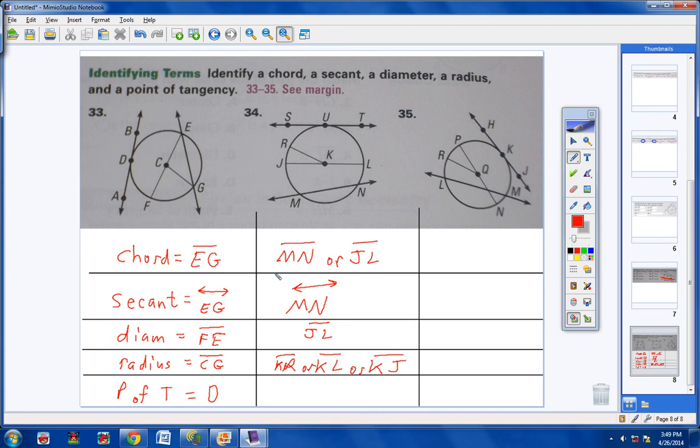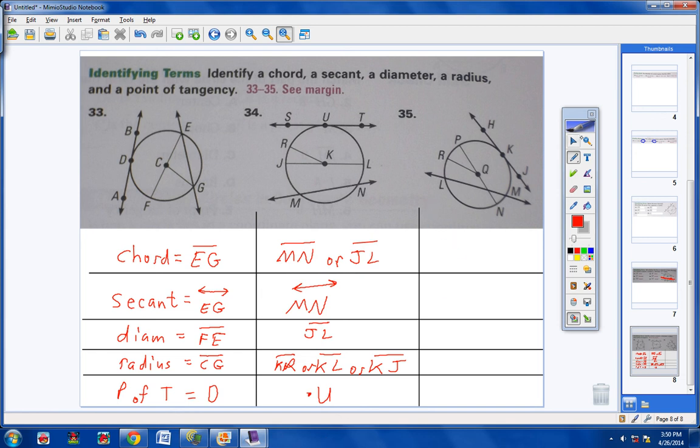And then lastly, a point of tangency. We'll look for a tangent line. Here's your tangent line. And notice this tangent right here at U. So our point of tangency would be point U. Okay, and then last problem, we're finally done.